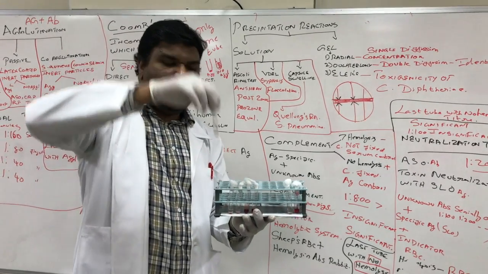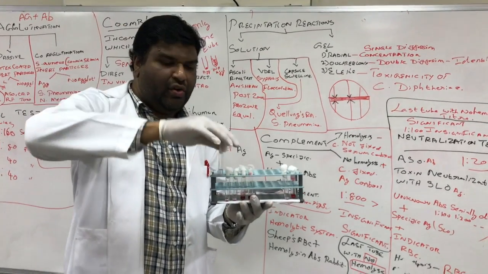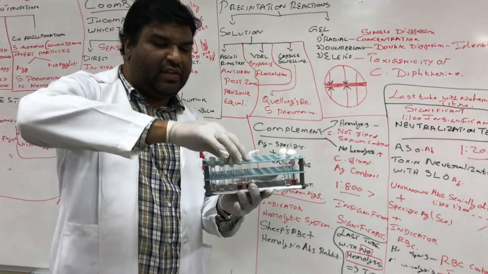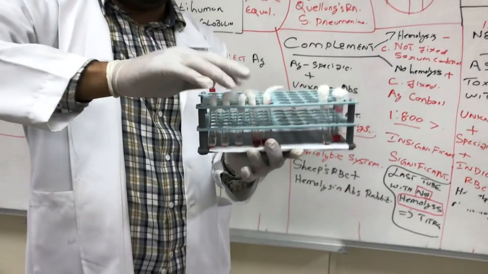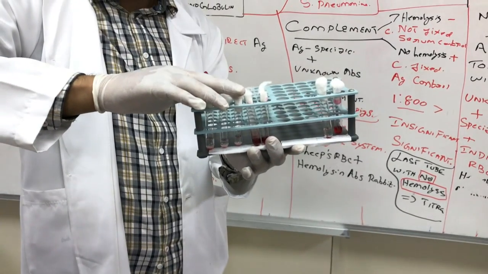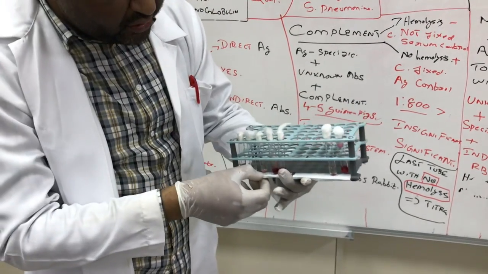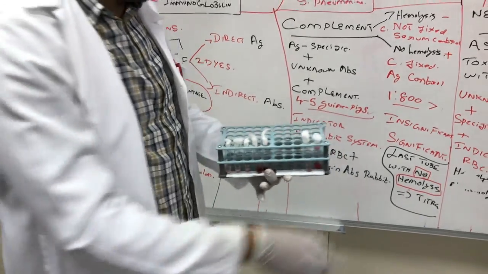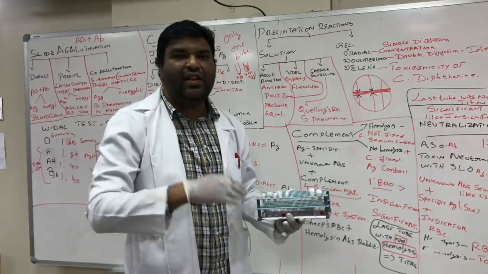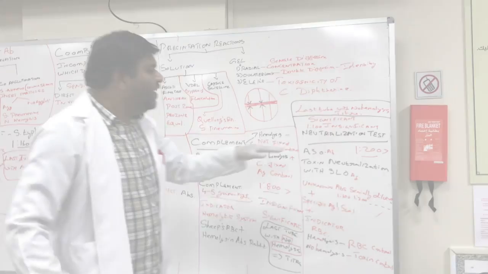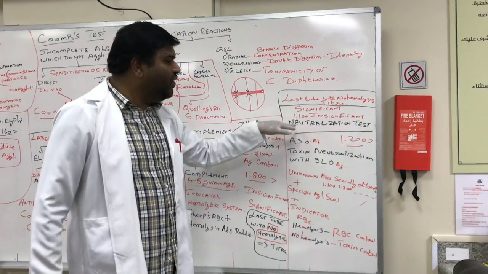Okay, you have to see each and every tube. The first tube, no hemolysis, no hemolysis, no hemolysis, hemolysis. So up to the third tube there is no hemolysis. That means what is the value here? 1:400. Compare it with 1:800. Okay, it is less. That means it is insignificant. Okay. Here we are going to go for the neutralization test.